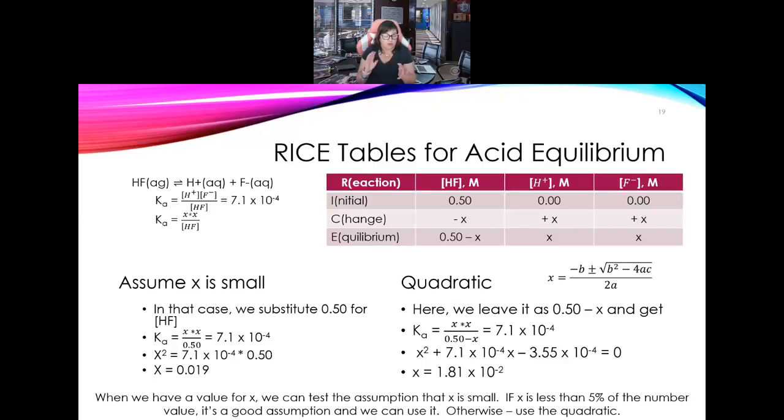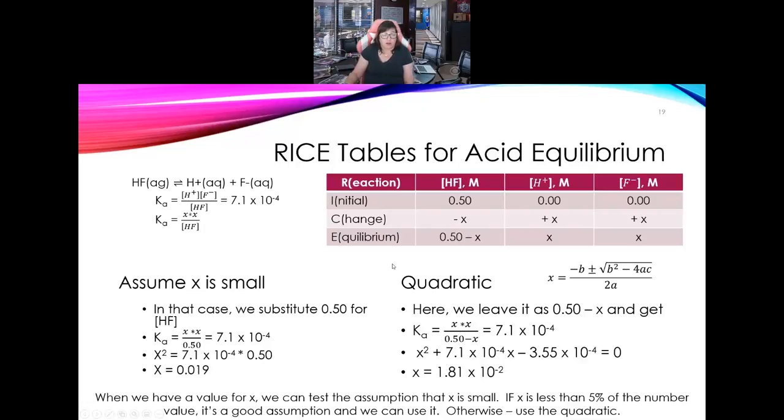So in this case, there are two ways that we generally solve this. One, we can assume that X is small. If we assume that X is small, we substitute the concentration of HF for the 0.5, or the concentration minus X. So rather than putting this in the bottom of this expression, we just put in the concentration of HF. We then multiply Ka times that HF concentration. Then X squared is equal to that multiplication, and X is the square root of that. So that's the value that we get when we make the assumption.